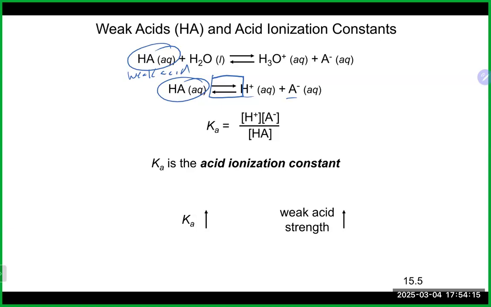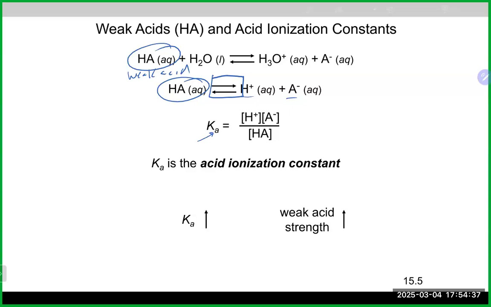Products over reactants. It's for an acid, so that's what the A means there. So Ka would be the equilibrium constant for a weak acid. As the Ka value gets larger, the strength of the weak acid actually increases as well. Why would that be?